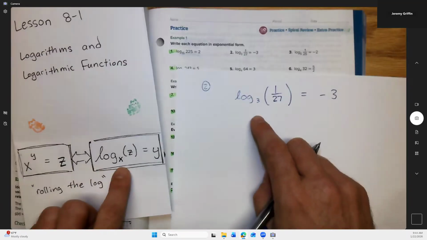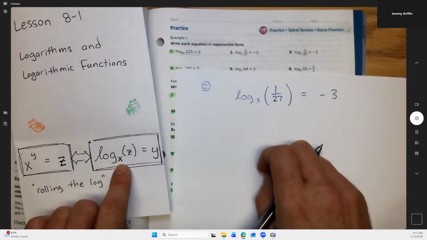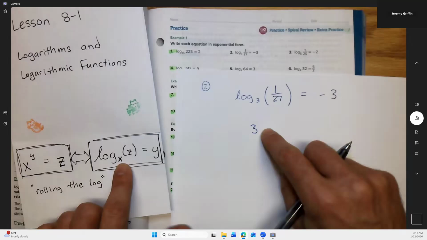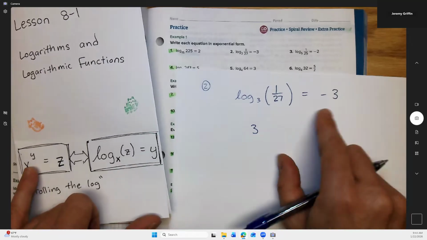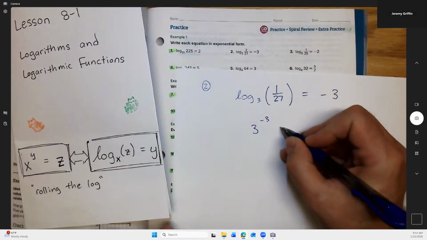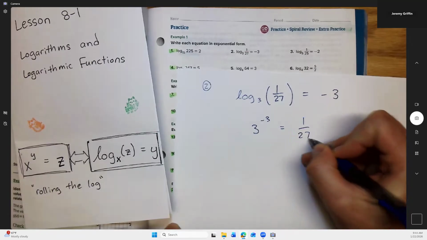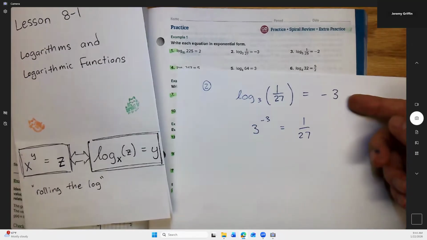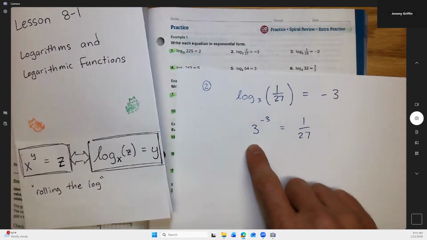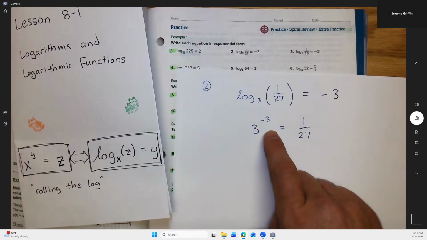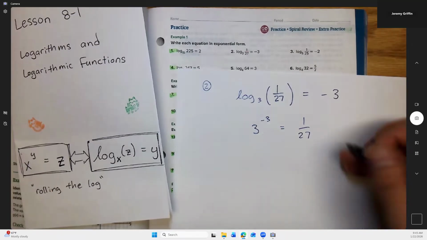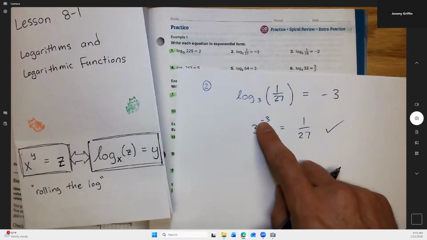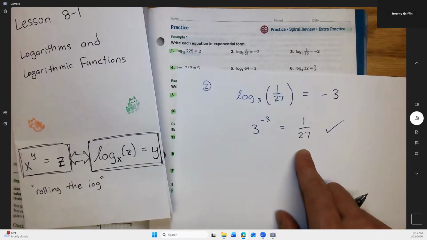So they give you this. You take this base, which in this case is 3. You guys see base 3 here? And write that to the power of the other side, which in this case is negative 3. And that's equal to the other piece, which is 1 over 27. So these are the same expressions, just written different ways. One's a logarithm, one's an exponent. Guys, is this true? Is 3 to the negative 3 equal to 1 over 27? Yes, it is, because I know 3 times 3 times 3 is 27, and the negative power makes it a reciprocal. So that would be true, wouldn't it?